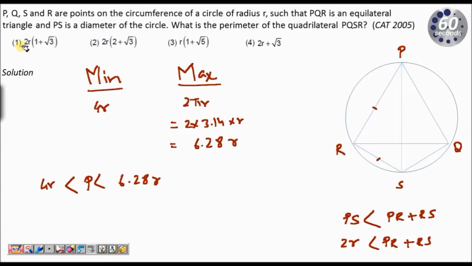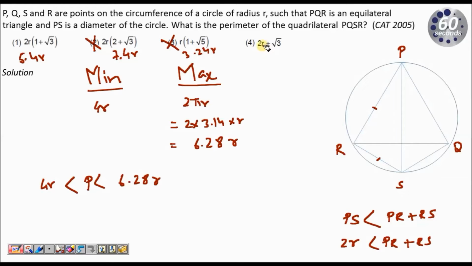Now let me see which option doesn't lie between this range. That cannot be my answer. If I look at the first option, 2R into (1 plus root 3), root 3 is 1.732. If I take it as 1.7, 1.7 plus 1 is 2.7, 2.7 into 2 will give me something like 5.4, which lies in the range. Can be my answer. Second option, 2 plus root 3, root 3 is 1.7, 1.7 plus 2 will give me 3.7. 3.7 into 2 will give me around 7.4R. Cannot be my answer because it doesn't lie in the range. R into (1 plus root 5), root 5 is 2.24 plus 1, 3.24R. Doesn't lie in the range. Cannot be my answer.